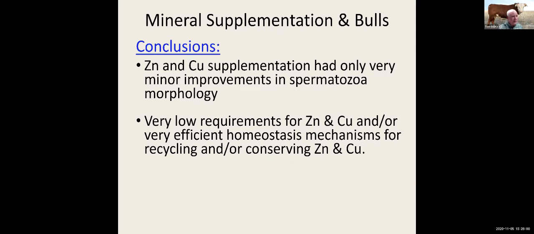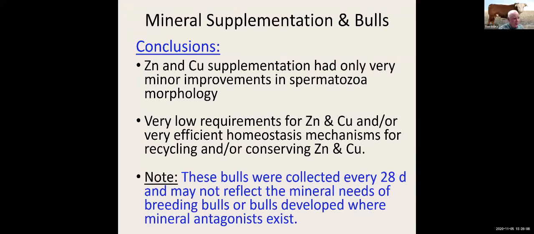So in conclusion, on mineral supplementation in bulls, zinc and copper supplementation had only very minor improvements in sperm morphology. I didn't talk about that. Percent normal spermatozoa in the ejaculate did not differ, but some of the abnormalities differed slightly. But again, we're talking 3 to 6%, so it's pretty minor.